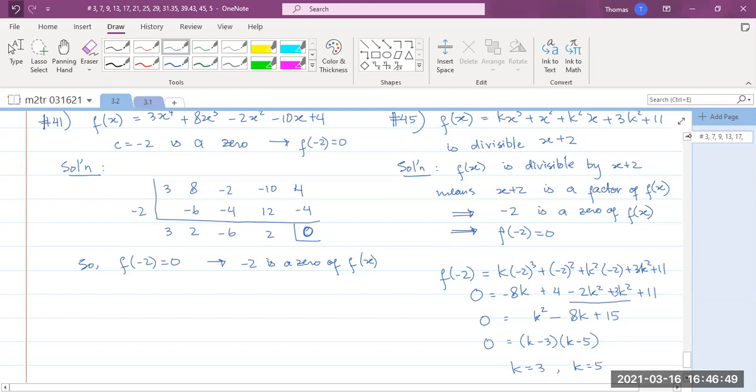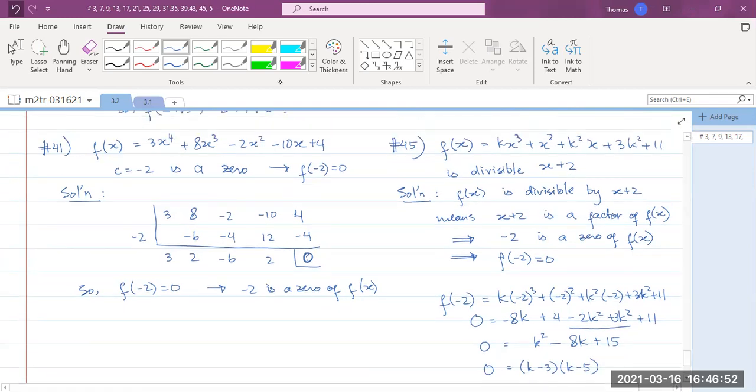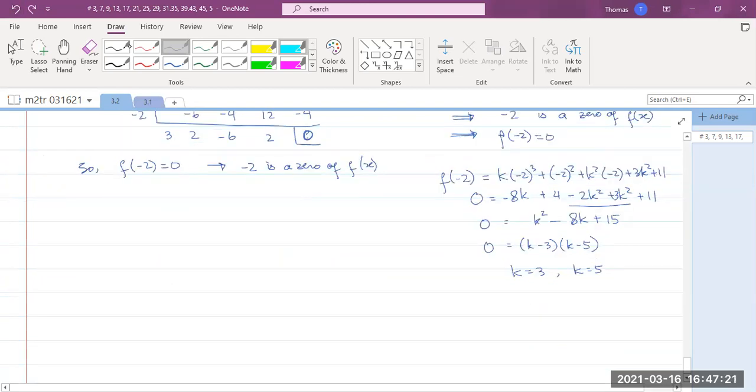Okay, so for this polynomial, going back, for this polynomial to be divisible by x plus 2, the k needs to be either 3 or 5. Okay. That's for number 45, the last one, more into theoretical. Last one, number 51.